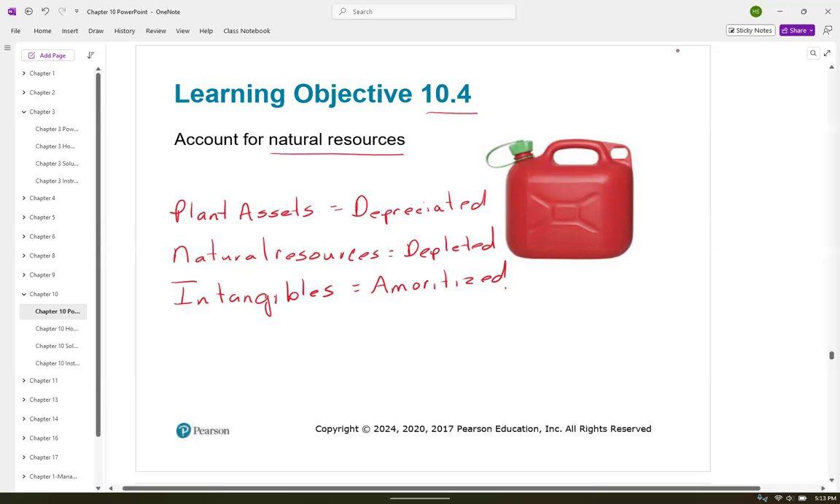Sometimes in natural resources, they'll just credit the asset, which I don't really like. I really like if they keep things clear and they use accumulated depletion. Then intangibles, which will be in Learning Objective 10.5, they are amortized. Amortization expense and accumulated amortization. So let's dive into natural resources.